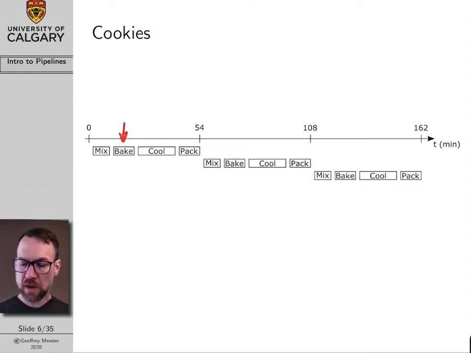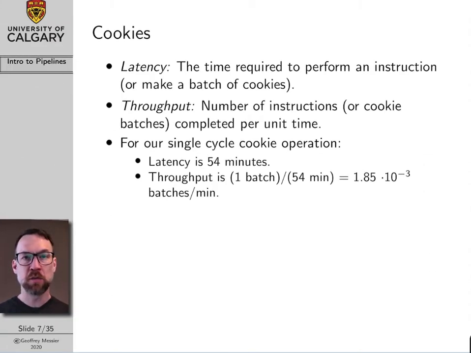And before we get to our next timeline diagram, I'm going to introduce 2 metrics that we're also going to apply to our microarchitecture designs as well. The first one is latency. And latency is the time required to perform a single machine language instruction, or in the case of our example, make a single batch of cookies. So as you may have guessed, baking a batch of cookies is analogous to performing a single machine language instruction like load word or add or something like that.